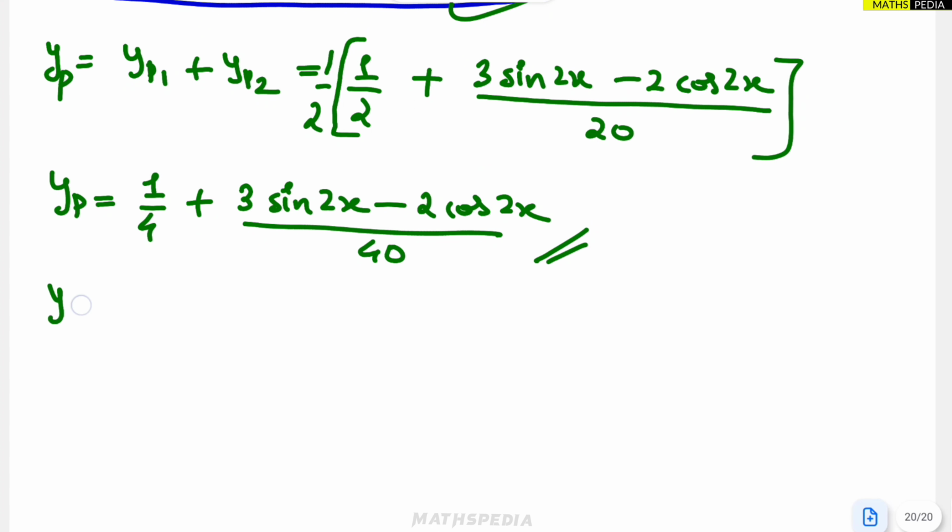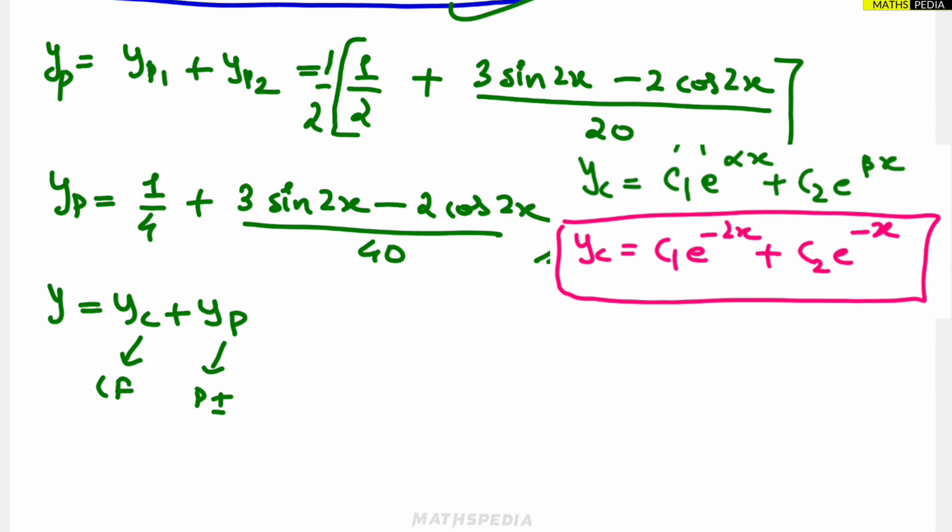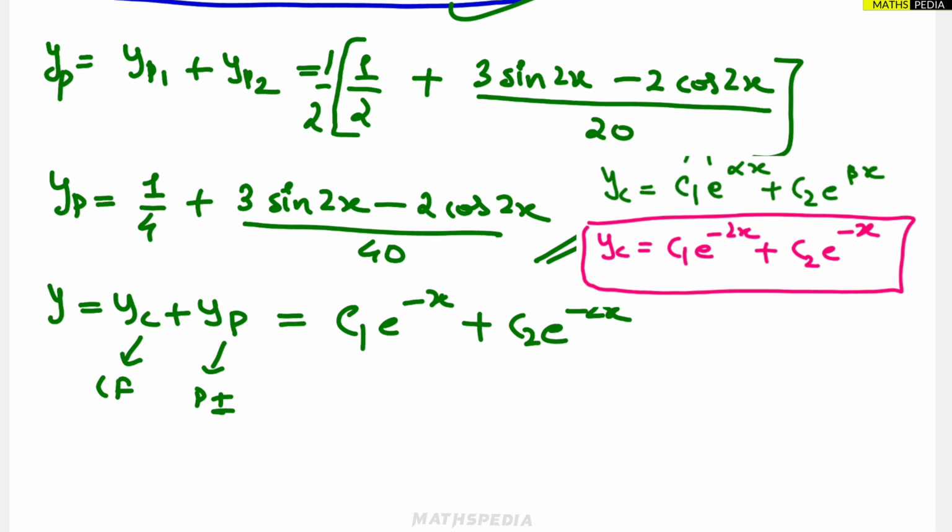So y value is equal to yc plus yp. Complementary function, particular integral. So the answer will be c1 e power minus x plus c2 e power minus 2x plus this.